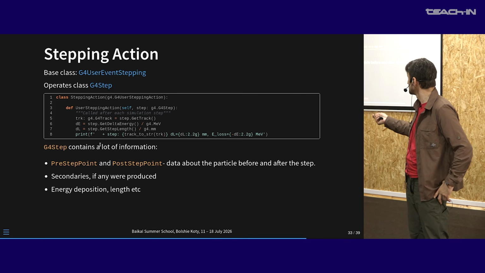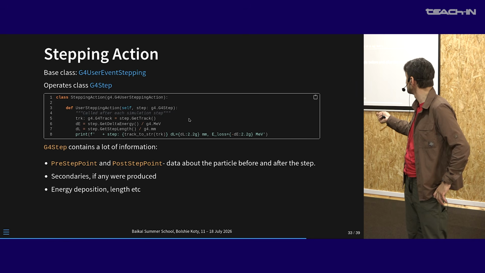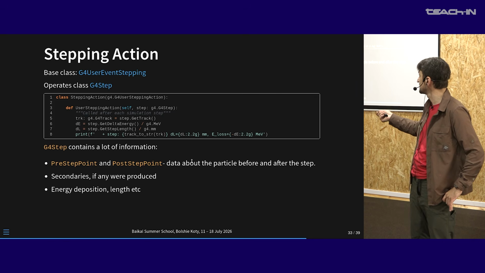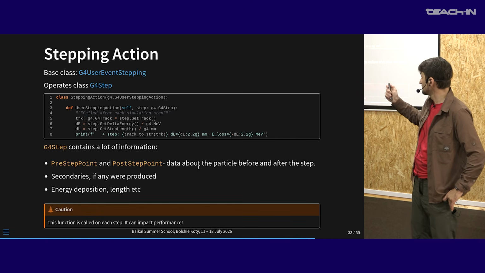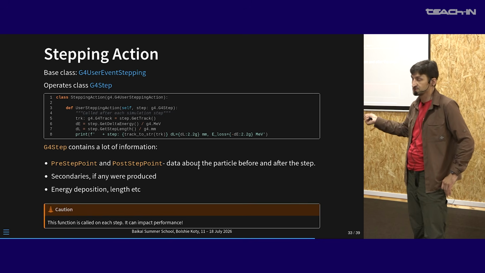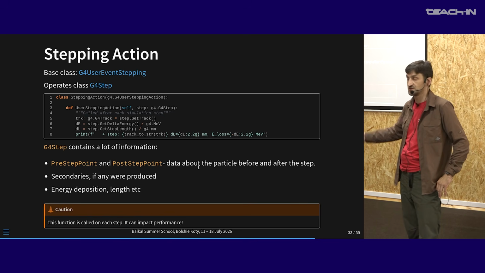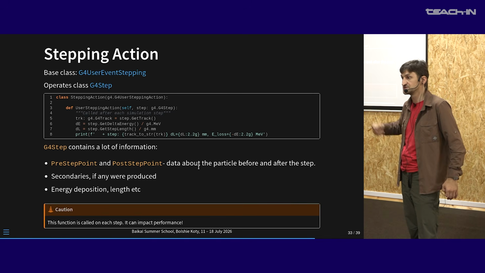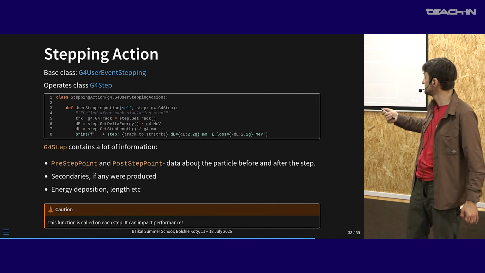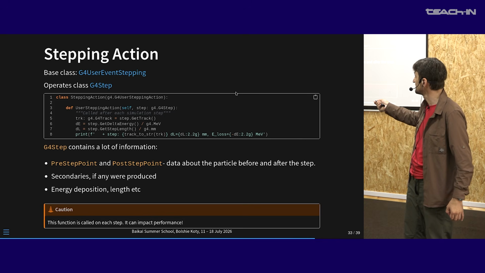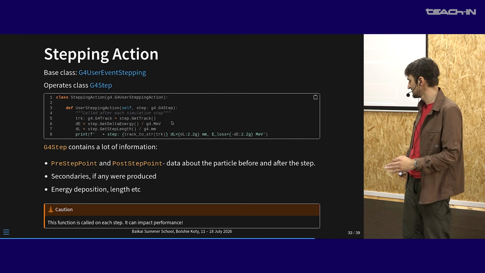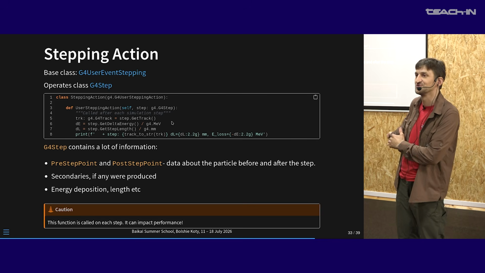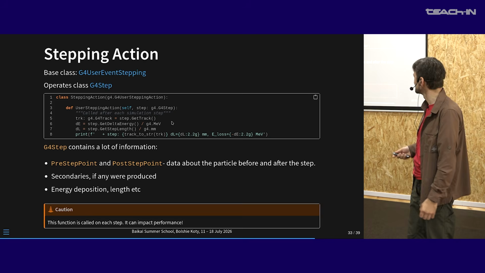So in this example, I just print the track information and step length and energy loss obtained like this. But beware, this function is called on each step, and there are lots of steps, and this can and will impact performance. Actually, since this is a Python function, just by defining an empty stepping action, you get your run 2 times slower than without it.